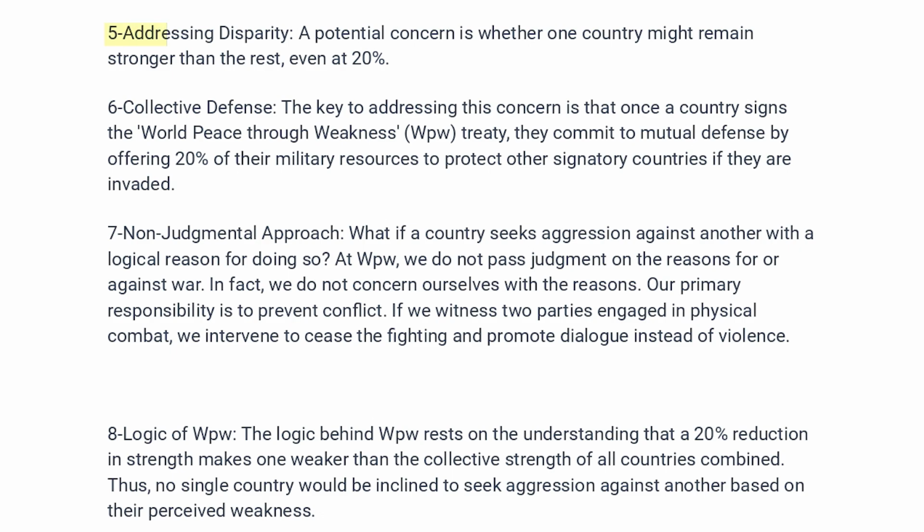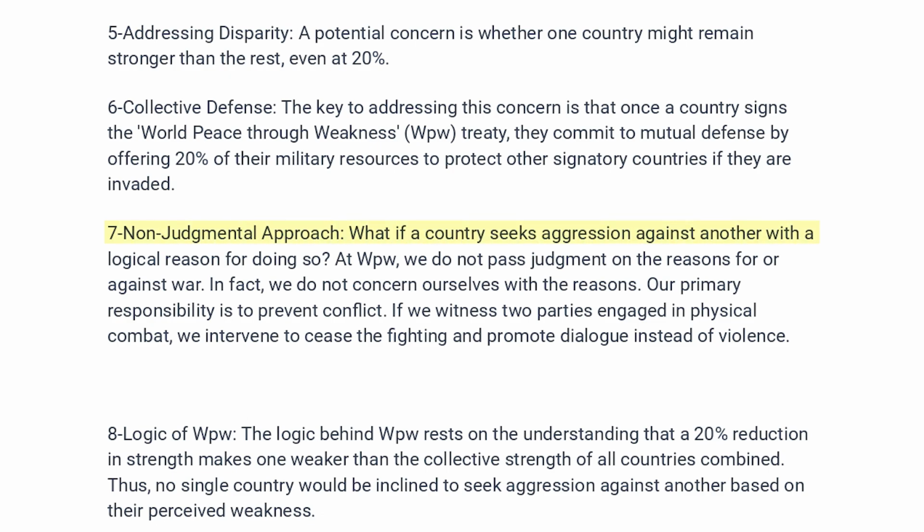5. Addressing disparity. A potential concern is whether one country might remain stronger than the rest, even at 20%. 6. Collective defense. The key to addressing this concern is that once a country signs the World Peace through Weakness Treaty, they commit to mutual defense by offering 20% of their military resources to protect other signatory countries if they are invaded.